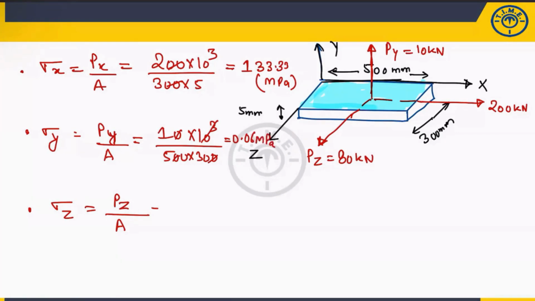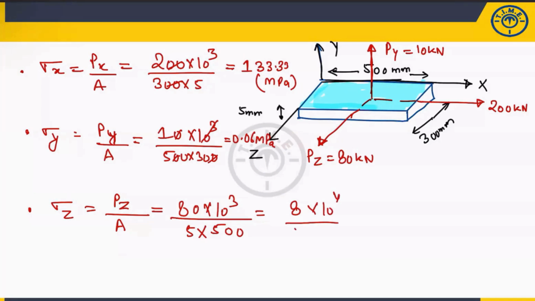Okay. Now sigma z means the load in z. What is the load in z? 80 kilonewton. 80 into 10 to the power of 3 divided by area. What is the area? 5 into this, which is 500 mm. So 5 into 500 mm. So 8 into 10 to the power of 4 divided by 25 into 10 to the power of 2. If you solve, you will get 32 megapascal.